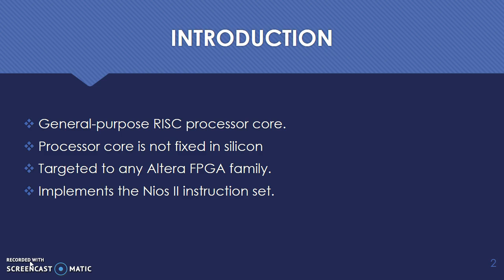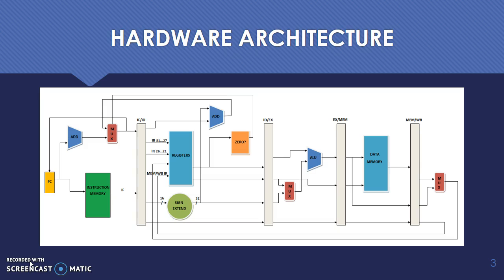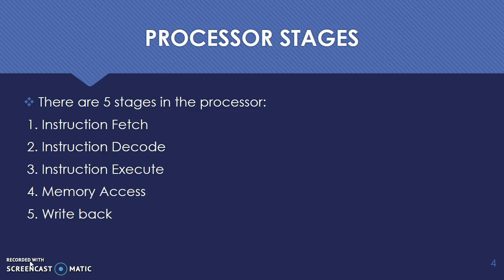NIOS 2 processor is a hardware design that implements the NIOS 2 instruction set. This is the hardware architecture of the NIOS 2 processor. First stage being the instruction fetch stage, second being the decode stage, third being the execute stage, fourth being the memory access stage, and last being the write back stage. Let us see the details of each of these stages in the next few slides. These are the 5 stages in the processor.